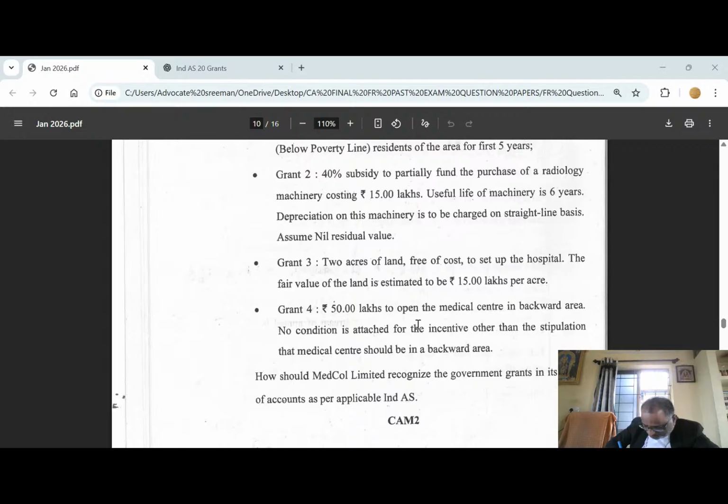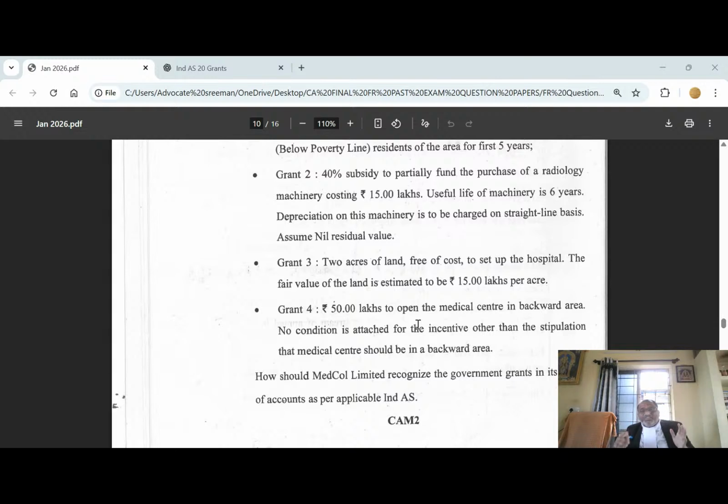Depreciation 2.5 minus grant income 1, then 2.5 minus 1 is equal to 1.5 lakh expenses.